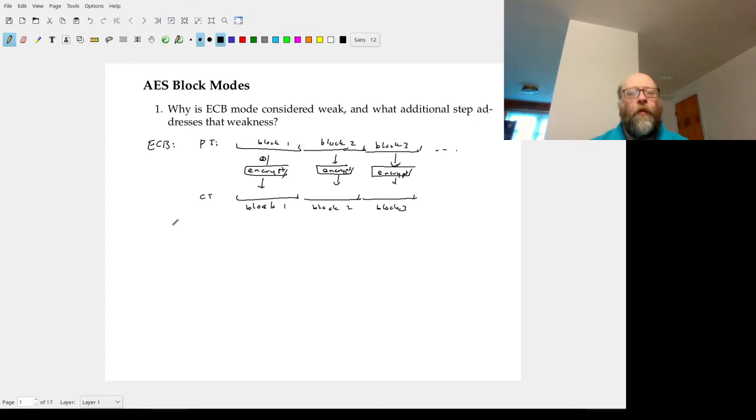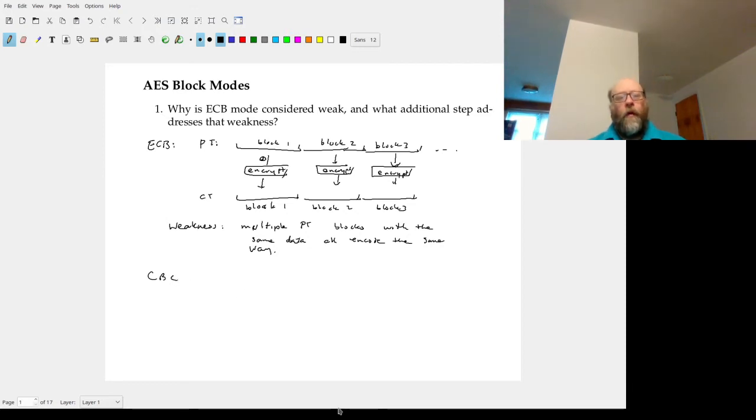So the weakness is multiple plain text blocks with the same data all encode the same way. And so a step that addresses that weakness is called CBC mode.